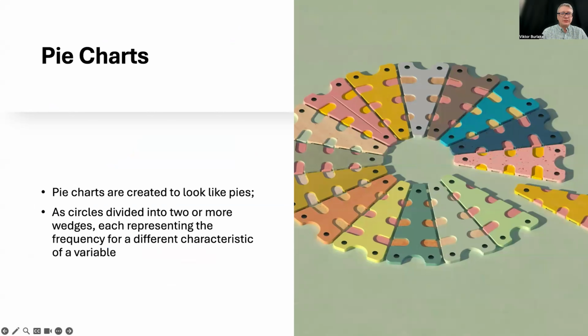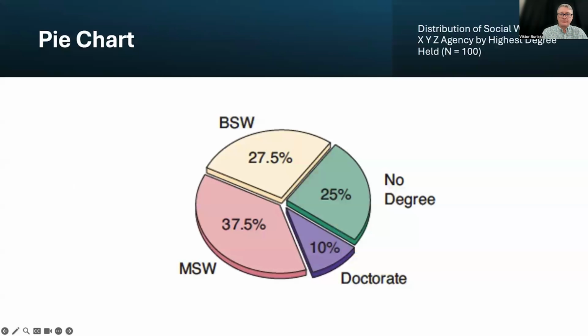Here we see another pie chart. Pie charts are created to look like pies, as circles divided into two or more wedges, each representing the frequency for a different characteristic or variable.